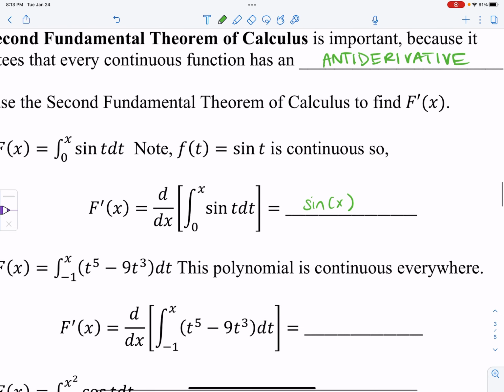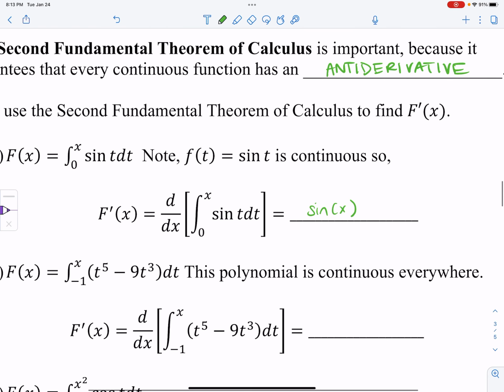And capital F of x being equal to the definite integral from -1 to x of this polynomial function, which is t to the 5th minus 9t cubed. Polynomials, you guys know, are continuous everywhere. So applying the second fundamental theorem of calculus, the derivative would just be equal to x to the 5th minus 9x cubed.